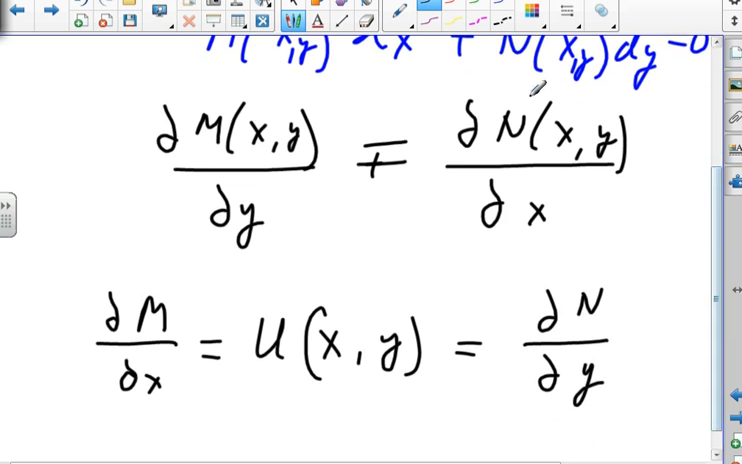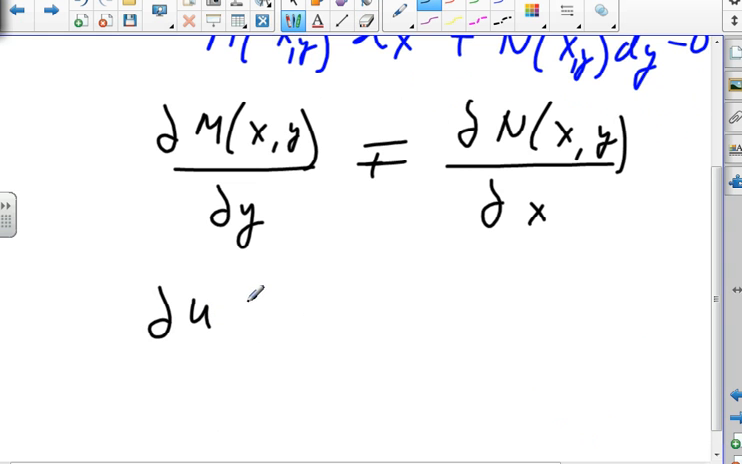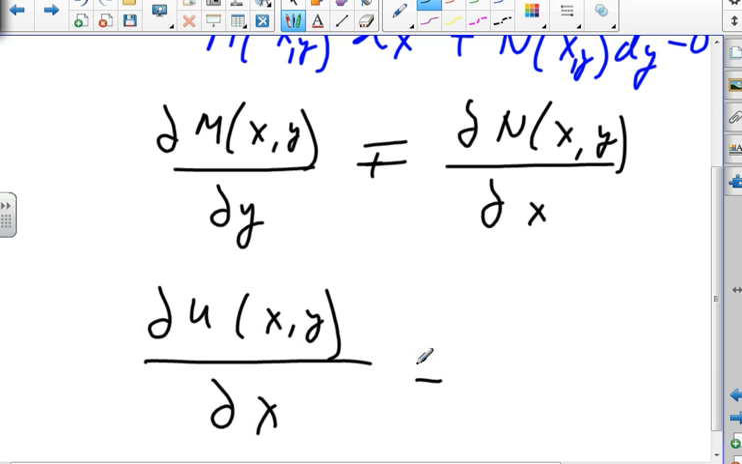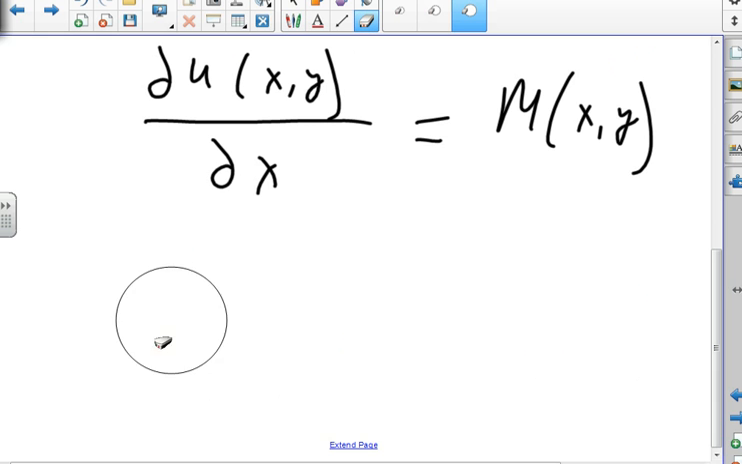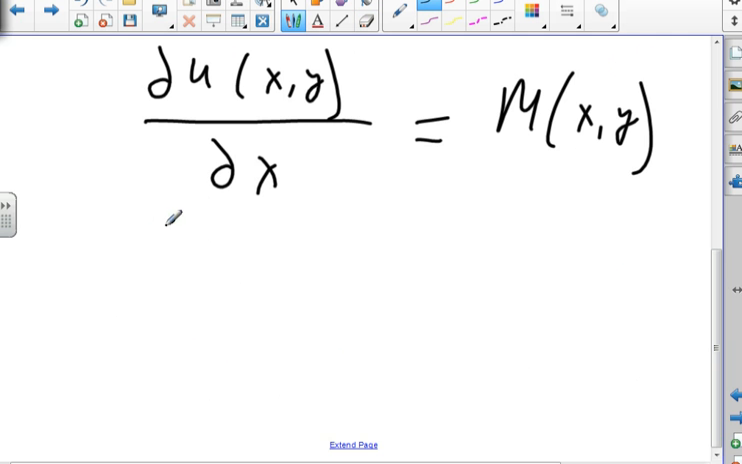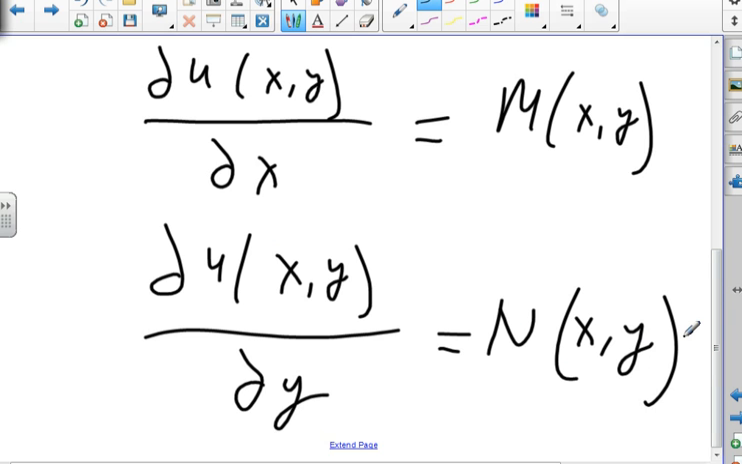No, where's my eraser? Then there exists some function u, where the partial of u with respect to x is going to be my m of xy. And the partial of u, that doesn't look much like a partial sign, does it? The partial of u xy with respect to y is going to be n of xy. Okay, so all of that is true.